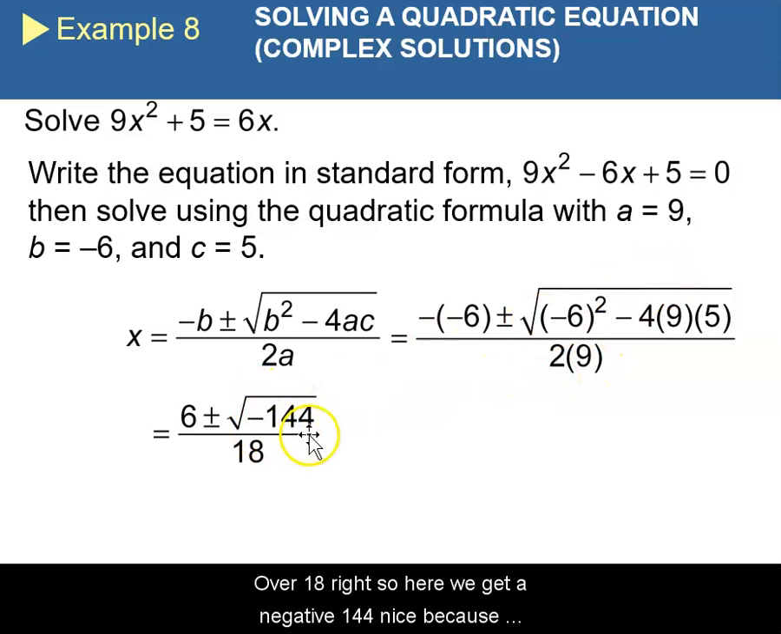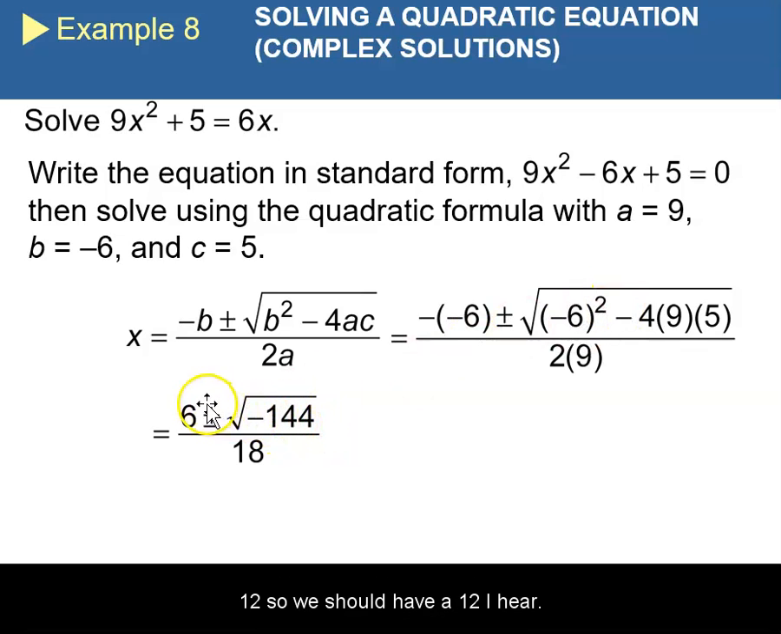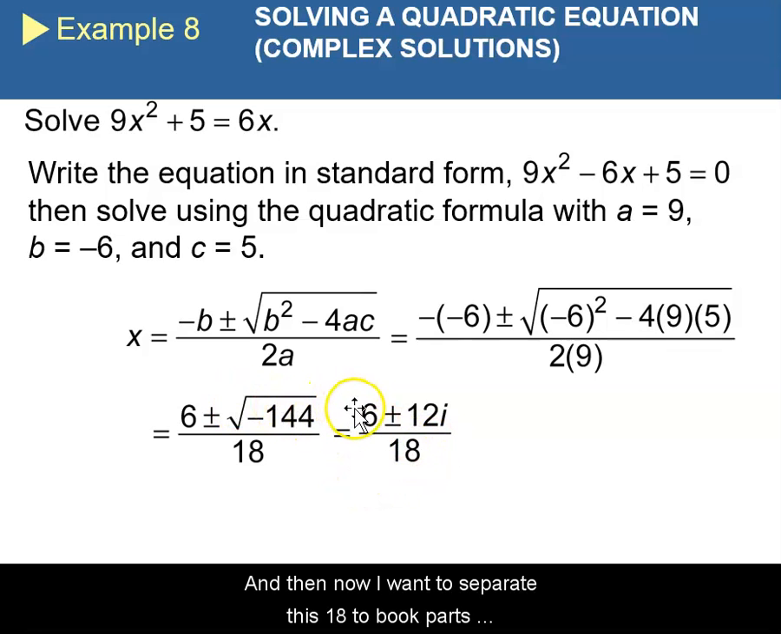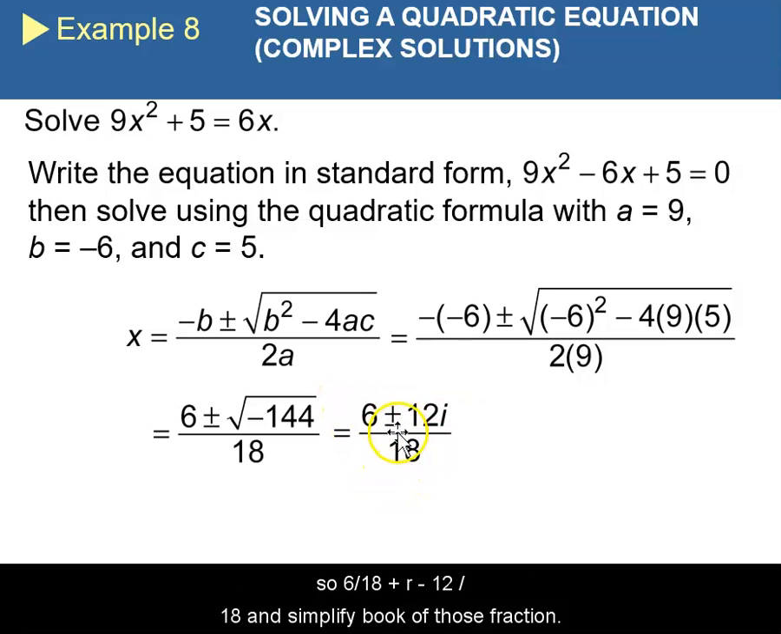So here we get negative 144, which is nice because then that's 12. So we should have a 12i here, right? And then now I want to separate this 18 to both parts. So 6 over 18 plus or minus 12i over 18 and simplify both of those fractions.